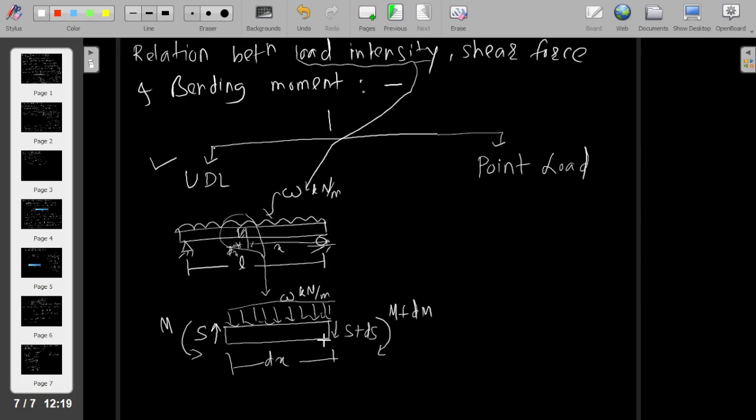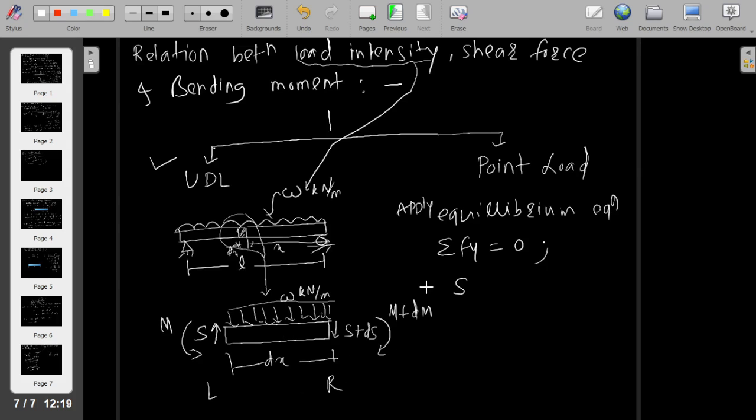Now on this element, I will apply the equilibrium equations. Summation of Fy equal to zero, because all the loads are in the vertical direction. One load is the shear force S, in the vertical direction, and the shear force I am taking as positive. The load is downward. I am starting from the left side, this is my left and this is my right, counting from left to right, so shear is positive.